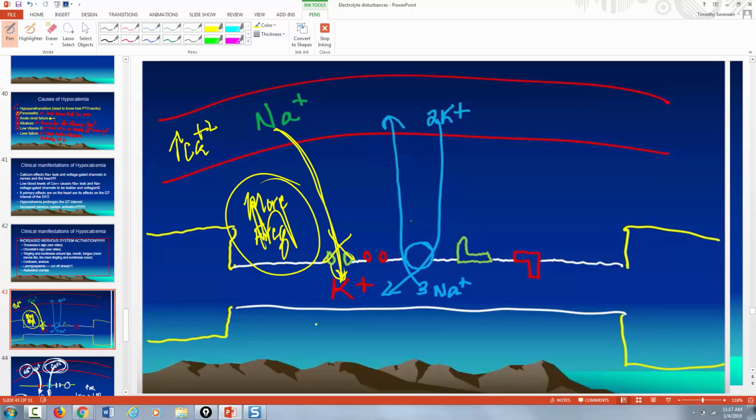Nerves that innervate muscle are not going to be firing because high levels of calcium in the blood block those sodium channels, and you need sodium to leak into that nerve for it to fire. So there's less firing of motor nerves, so the muscles become weak, flaccid, right? Flaccid is just limp.